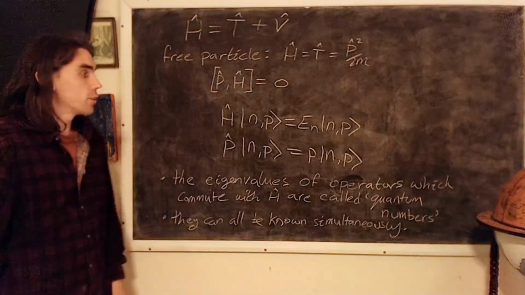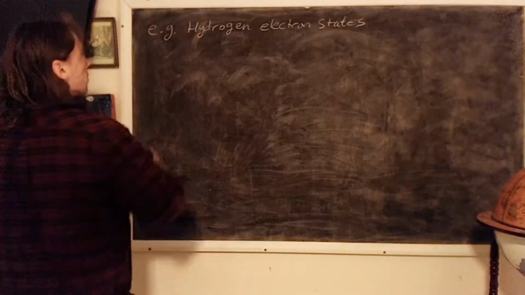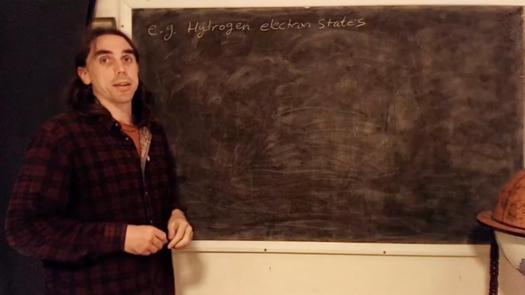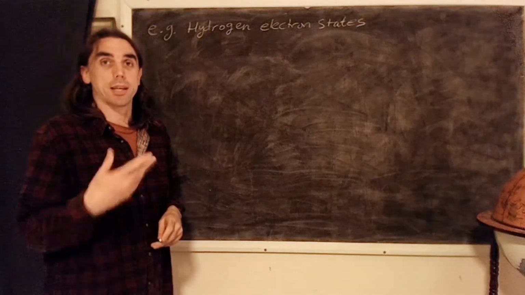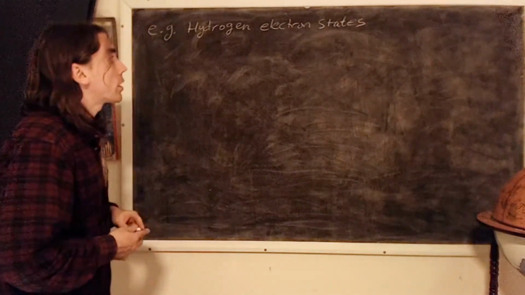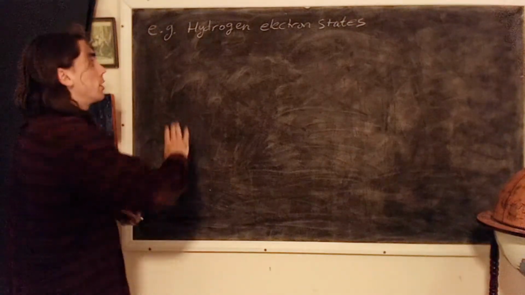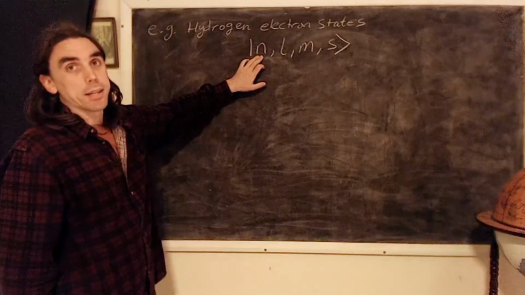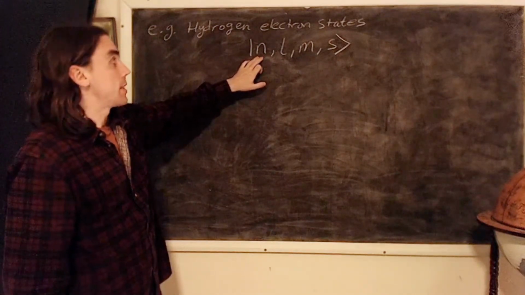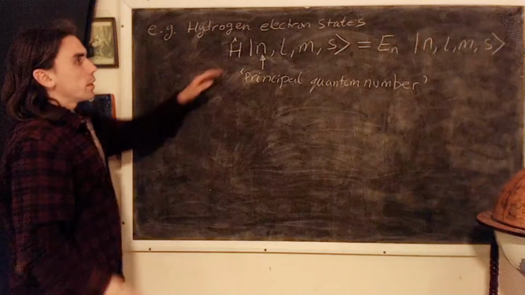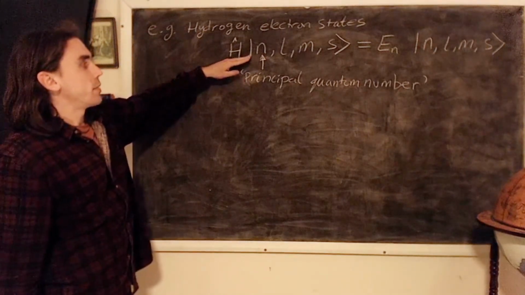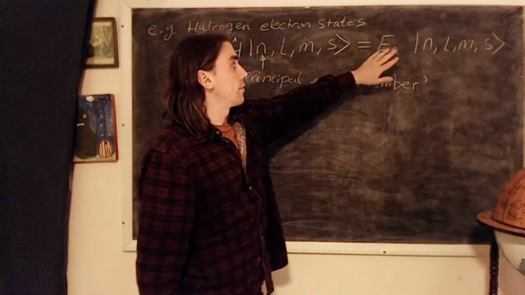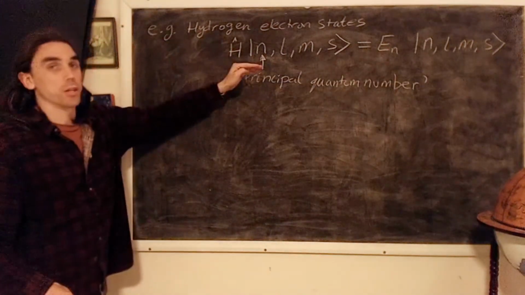So let's look at a very important example of this. Probably the most important example we'll see in this course are the states of the electron in the hydrogen atom. We can write these in ket notation as follows. So we have, as usual, n, the quantum number associated with energy. In the hydrogen atom, this is called the principal quantum number. And it gives us the energy eigenvalues, as usual, when acted on by the Hamiltonian.